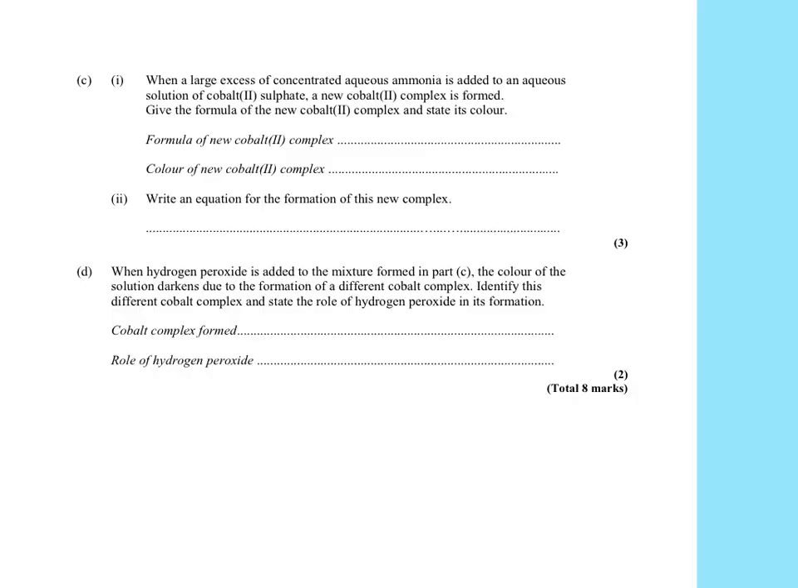We've already seen the video of the reaction of the cobalt complex. So when we react it with an excess of aqueous ammonia, we form a new complex which is brown, and I'll just change that to a nice slushy brown colour. There we go. So the formula of the new complex is [Co(NH3)6]2+. The colour of the new complex is brown.